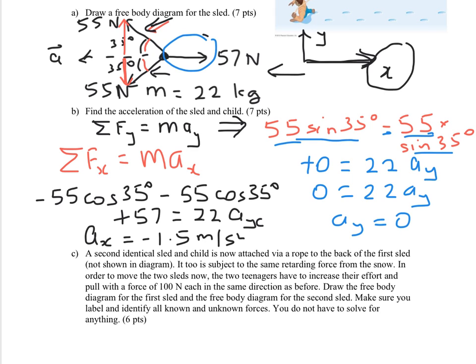And the diagram shows you that. Now, if you happen to choose this to be your positive x direction, and you can, and you work everything out, you will get an answer for a sub x that is positive 1.5 meters per second squared. Your a sub y would still be 0. So you would answer the question as the sled would accelerate to the left at a rate 1.5 meters per second squared.